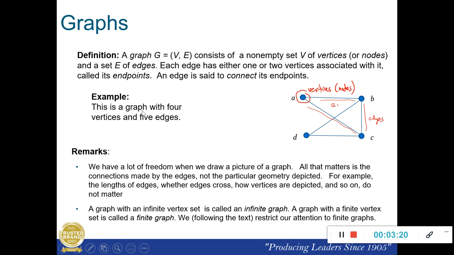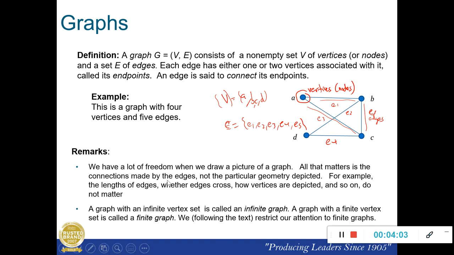For example, this is a graph with four vertices and five edges. So you can say that the set V is A, B, C, and D. And the set of edges is E1, E2, E3, E4, and E5. So this is what we call the edges.